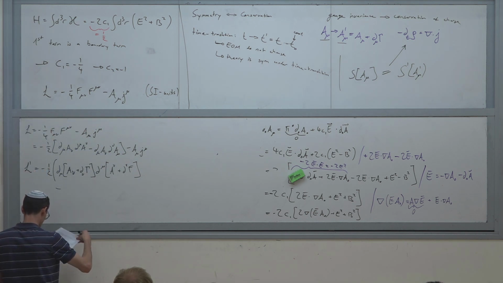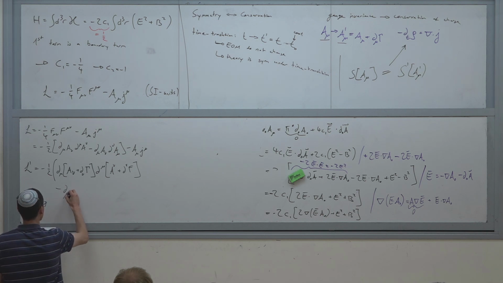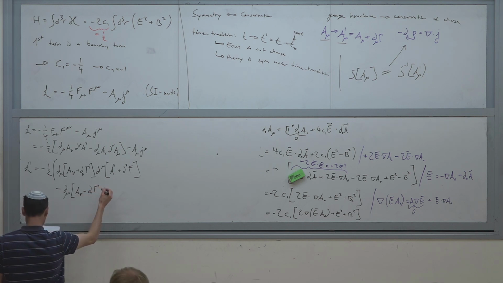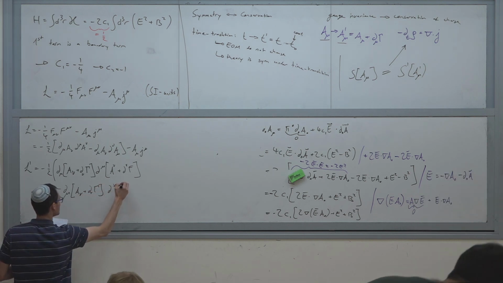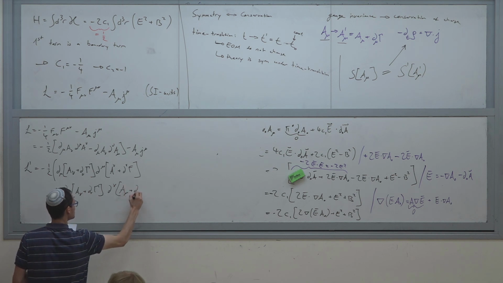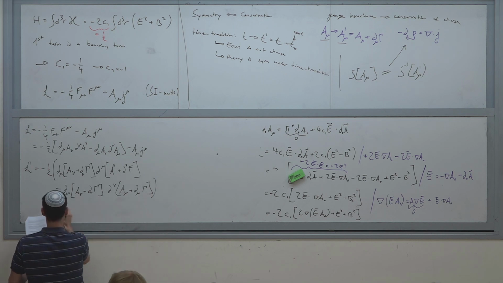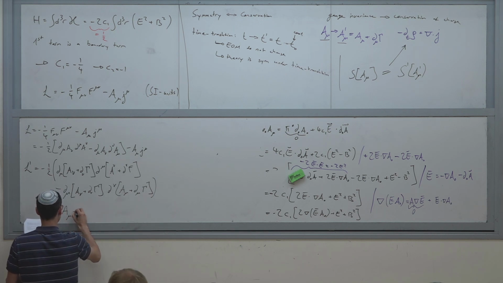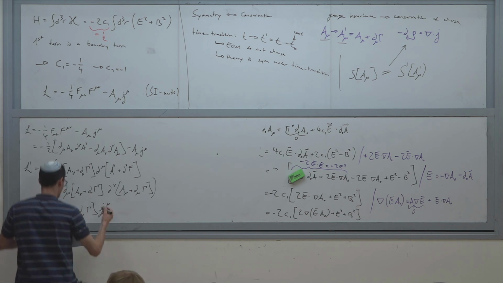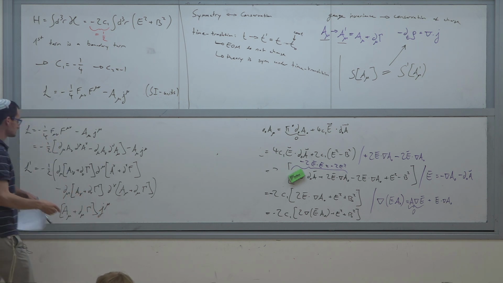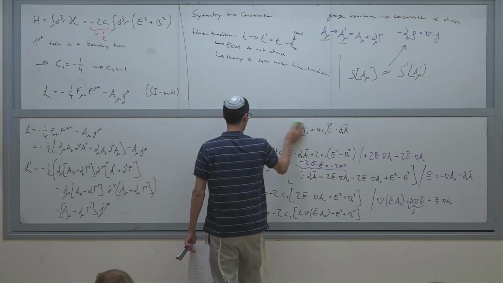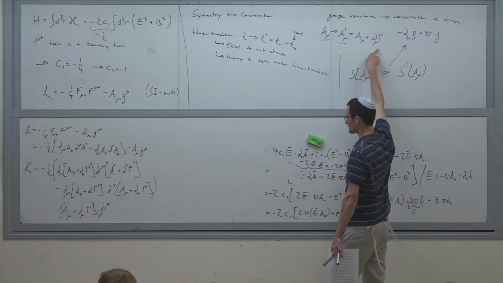minus (d mu A nu plus d nu gamma) (d nu A mu plus d mu gamma), and one more, minus (A mu plus d mu gamma) times j mu. Okay, that was a very simple action. Just replaced A by A prime and plugged in this transformation.